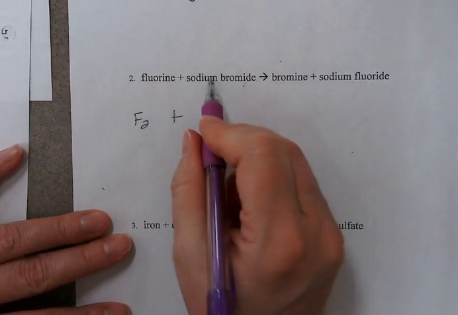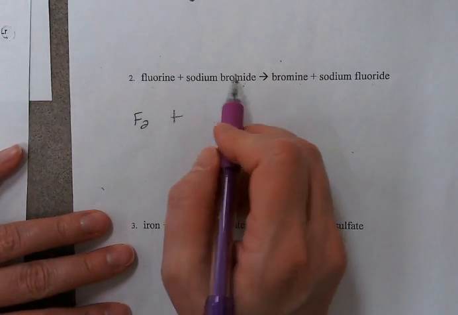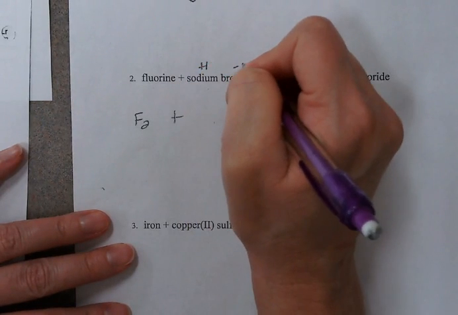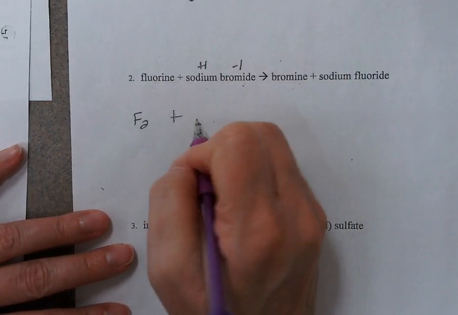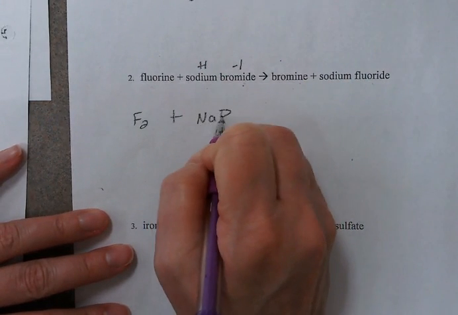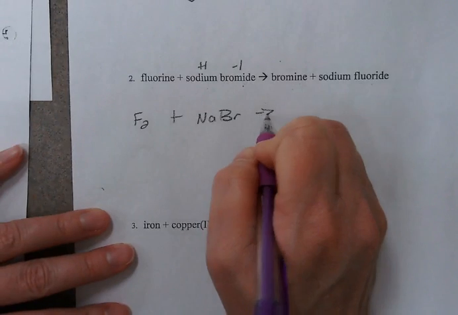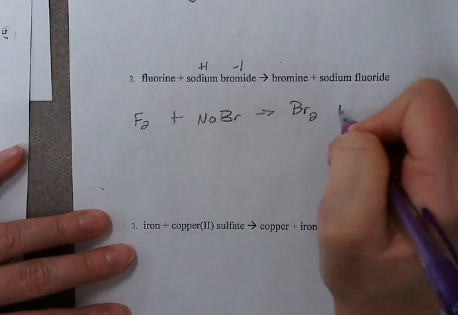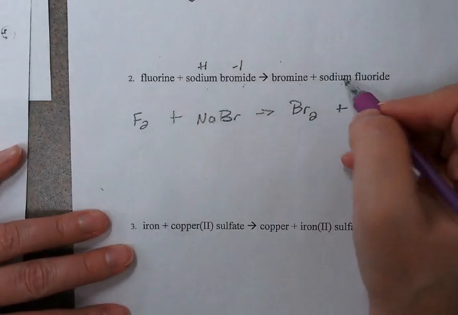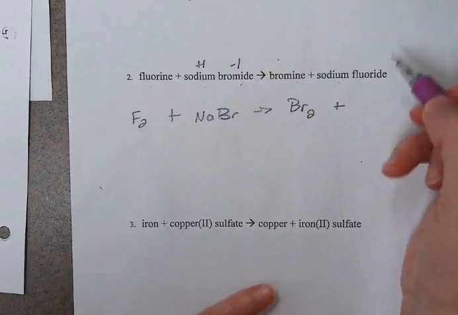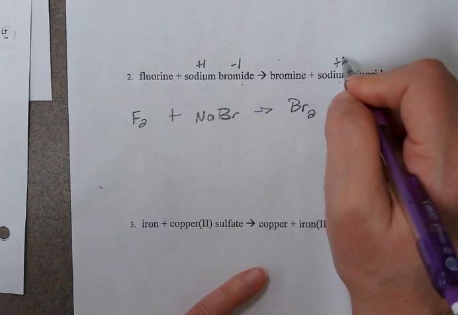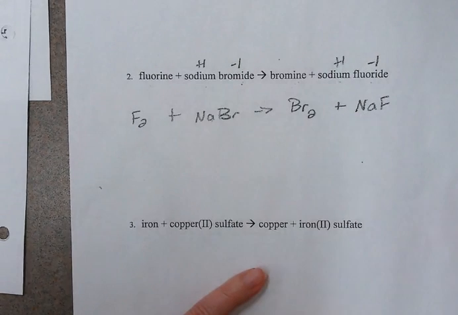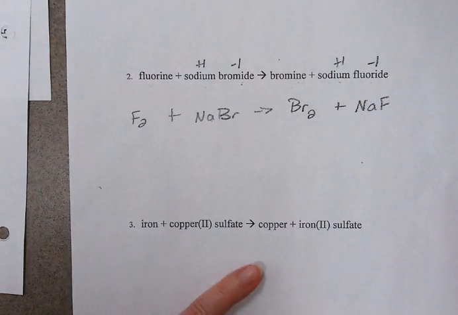And then this is an ionic compound consisting of a metal and a nonmetal. Sodium is in group 1, bromine is in group 17, so those cancel and we don't need to use any subscripts to balance. And then bromine, so we're going to have to write that as a diatomic. And then here's an ionic compound consisting of a group 1 and a group 17 nonmetal, sodium fluoride. I don't need any subscripts for that one either because they cancel.